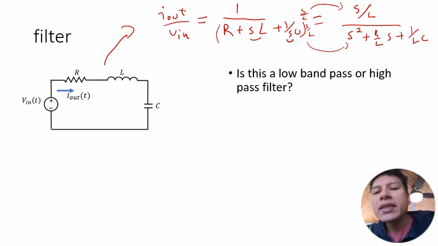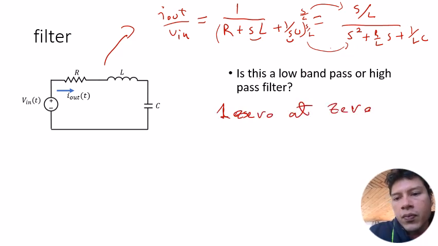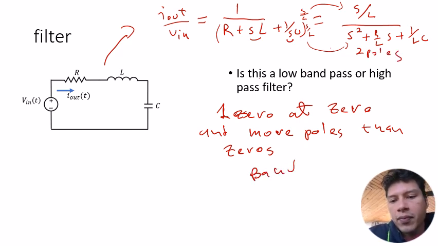So based on our previous discussion, we have one zero at zero, and more poles than zeros. Basically we have 2 poles. That tells us that this is a band pass.